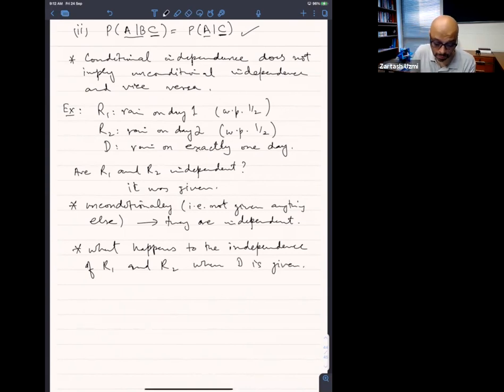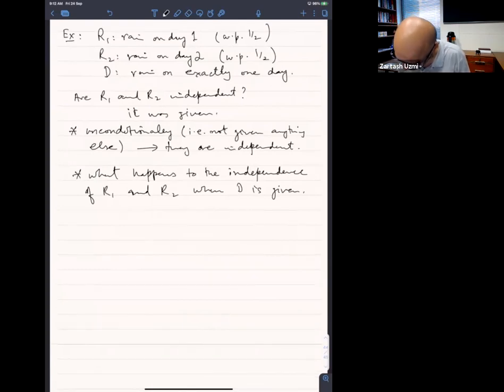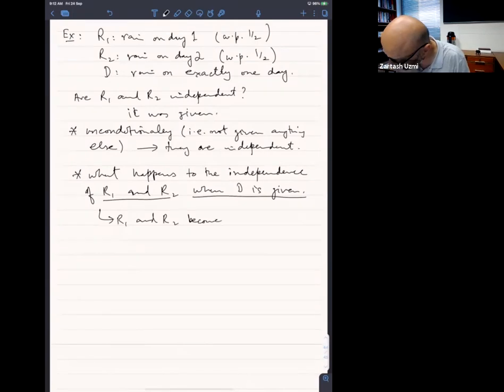So it turns out हमें तो इंट्यूटिवली पता चल रहा है कि अगर मैं आपको D गिवन कर दूं, if I give you D, that means I tell you कि exactly 1 day पे रेन हुई है, तो R1 R2 जो है वो इंडिपेंडेंट नहीं रहते. अगर R1 हो गया तो R2 नहीं हो सकता, अगर R2 हो गया तो R1 नहीं हो सकता. So this makes a lot of sense, right? If D is given, then R1 and R2 do not remain independent. R1 and R2 become dependent.